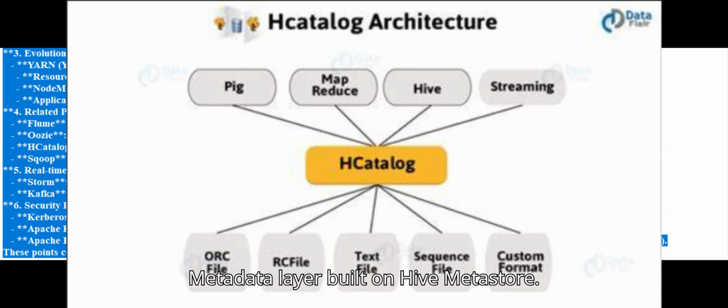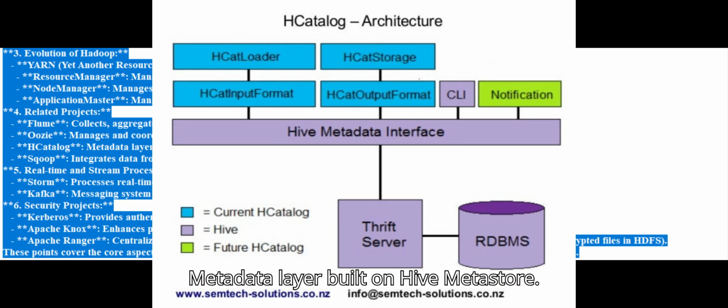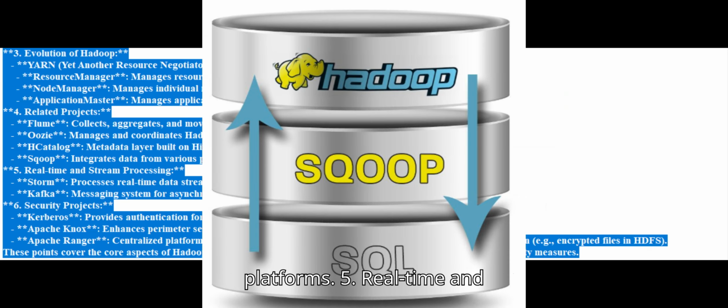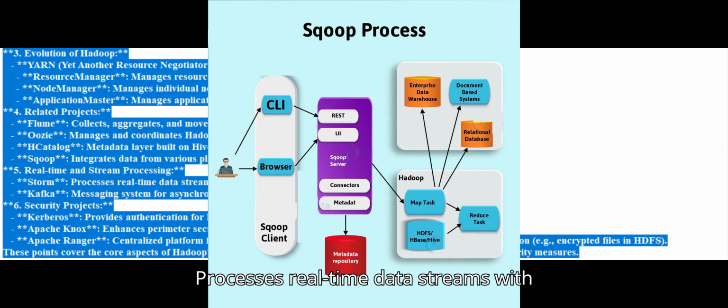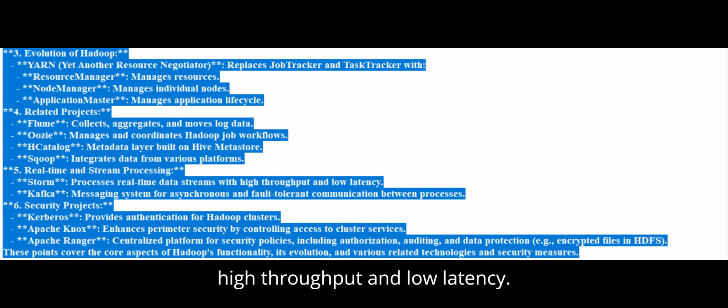HCatalog metadata layer built on Hive Metastore. Sqoop integrates data from various platforms. 5. Real-time and stream processing. Storm processes real-time data streams with high throughput and low latency. Kafka messaging system for asynchronous and fault-tolerant communication between processes.